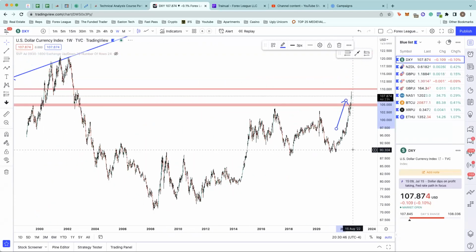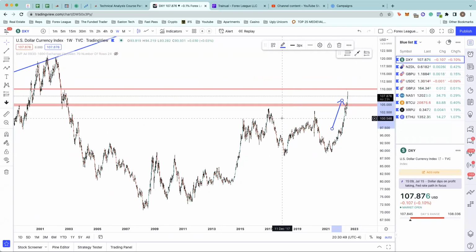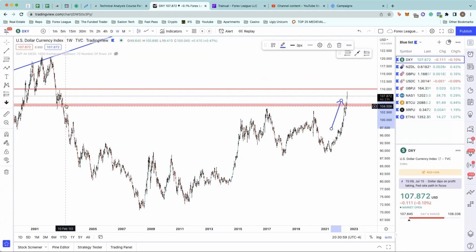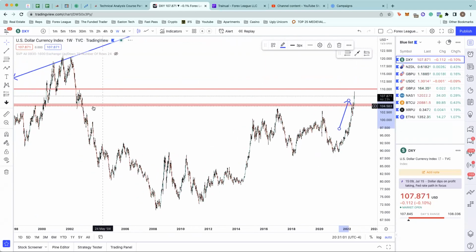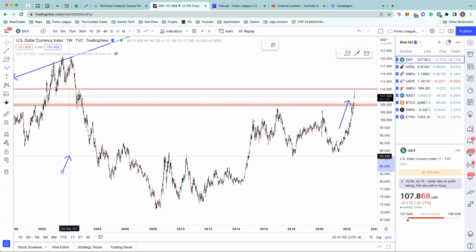So let's go ahead and zoom out a little bit. As you can see, price hasn't been up in this area for quite some time. And by some time, I mean literally like 20 years, price hasn't been up here. So pretty wild times that we're in right now with the dollar and everything going on. Regardless, though, we have this level right here. And then we have this level up here.